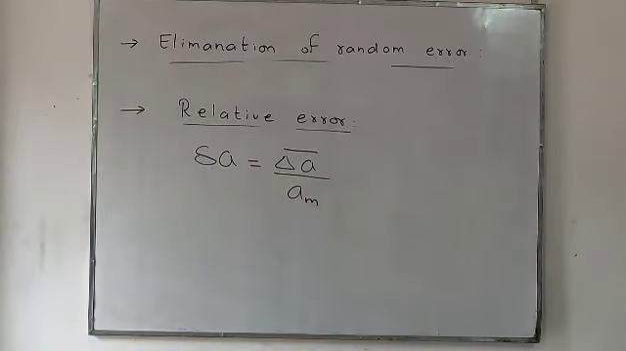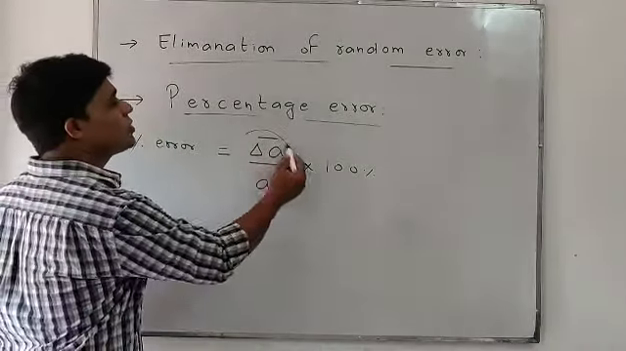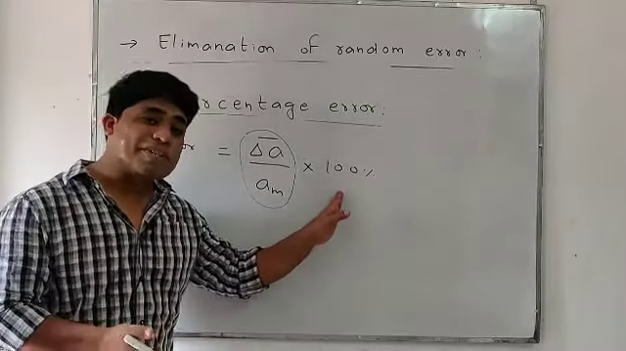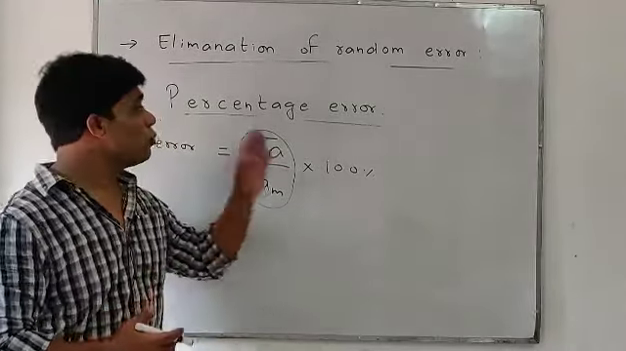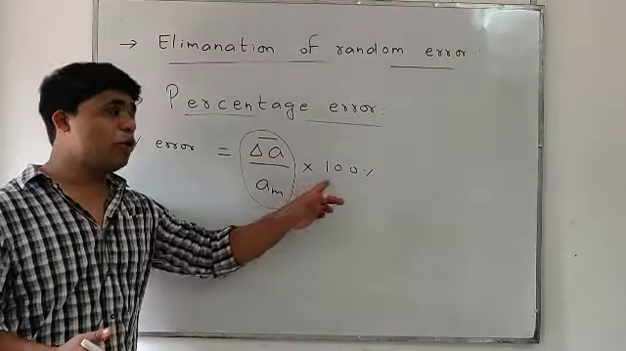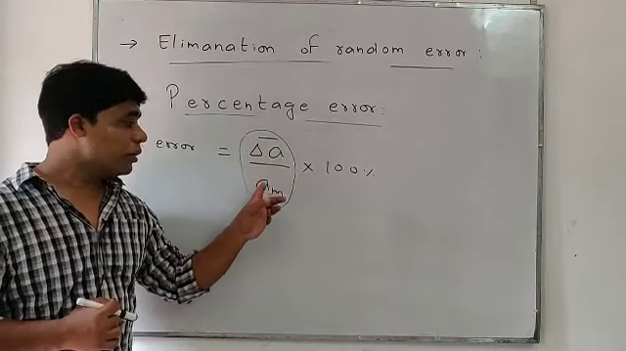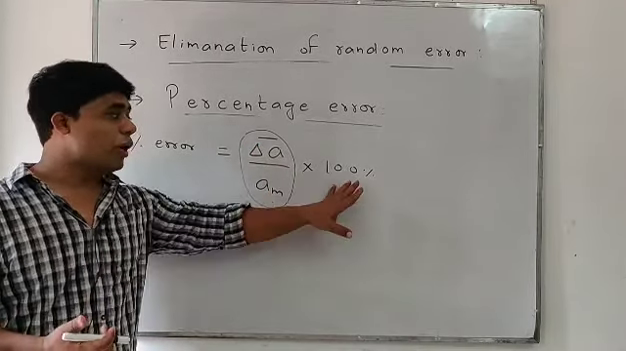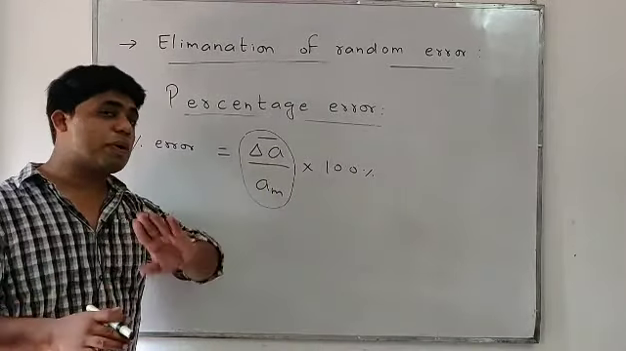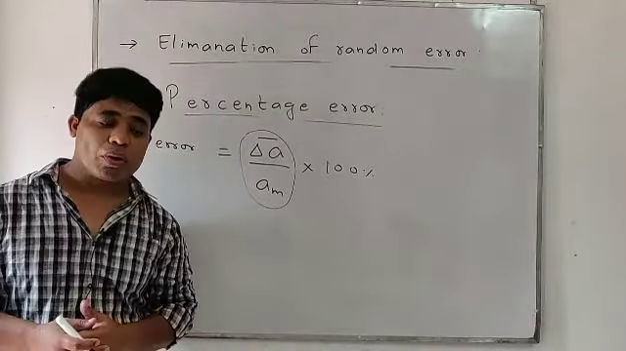Okay, students. It's about percentage error. We know this is said to be relative error. When relative error is represented in percentage, such error is said to be percentage error, having the formula delta A bar upon Am into 100%, where delta A bar is the mean absolute error and Am is the average value. Such error is said to be percentage error, and this will be the formula.